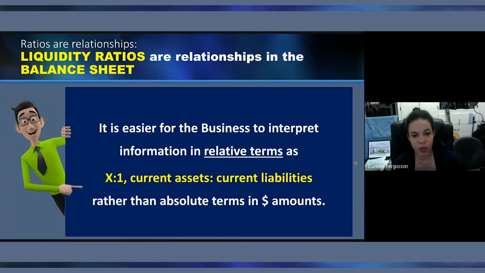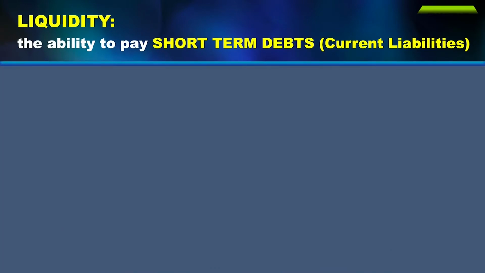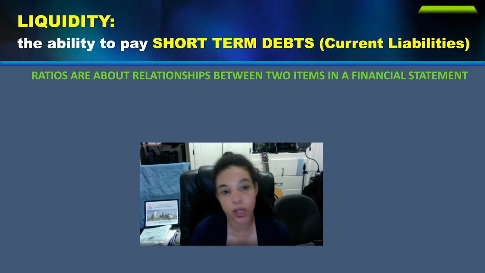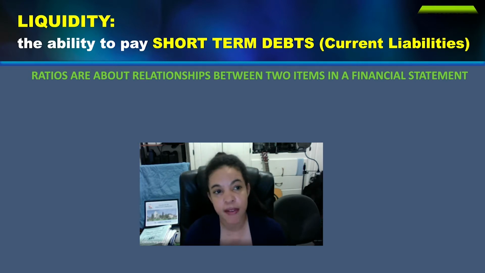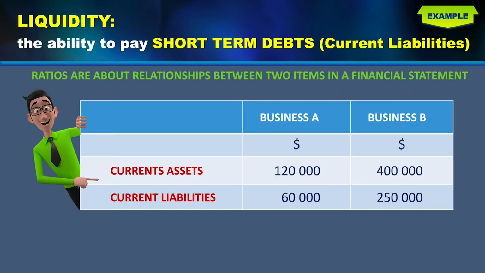In other words, you will see whether you have enough current assets to cover your current liabilities, which are your short-term debts. So liquidity is the ability to pay short-term debts, which are your current liabilities, and they are based on the relationships between your current assets and your current liabilities. So remember, what we had learned before is ratios are all about relationships between two items in the financial statement. For liquidity, the relationship is between the current assets and the current liabilities, which are both items in your balance sheet.